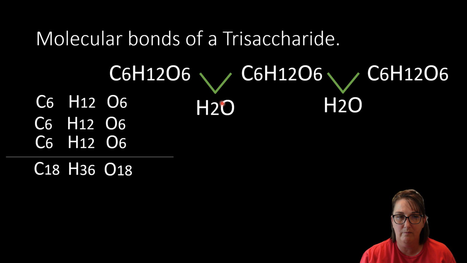I now have to remove not just 2 hydrogens, I have to remove 4. And I no longer remove just 1 oxygen, I'm removing 2. So I go in, I remove 4, and now I have 32. I go to my oxygens, I no longer have 18, I have 16. So my formula is C18H32O16.